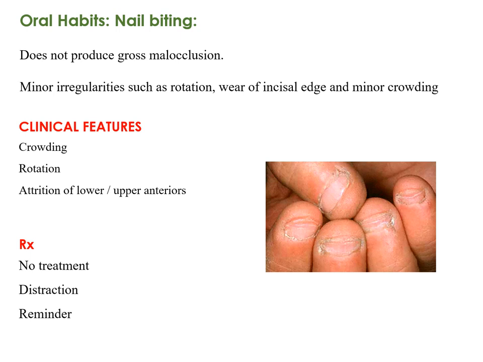For the clinical features, you might notice crowding, you might notice rotation of certain teeth, and also a presence of attrition of the lower or upper anteriors. And when it comes to treating such cases, there can be no treatment at times because the habit might be a minor one, or you have to find ways for the patient to distract himself or herself while doing this habit. And also there has to be a constant reminder from either the parent or a sibling or a peer who can encourage them to stop performing this act.